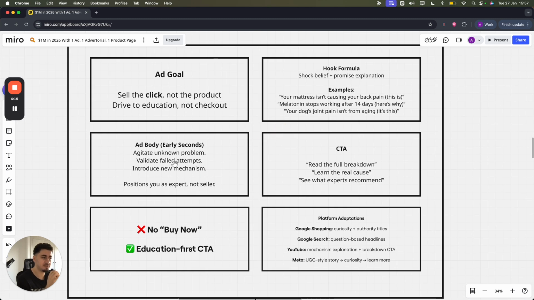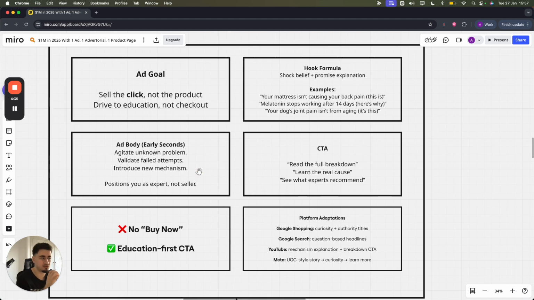And then the ad body, especially in the early seconds, right? You want to agitate unknown problems. You want to validate, this is important, validate failed attempts. And then you want to introduce a new mechanism, right? And then, of course, by doing this, you're going to position yourself as an expert and not just a seller like everyone else does, right?